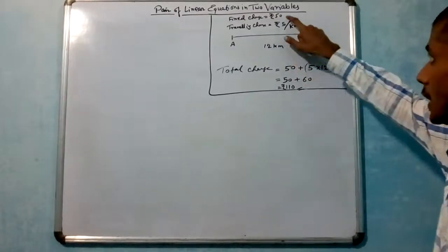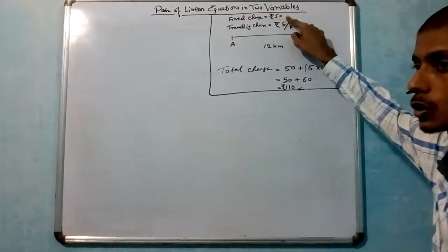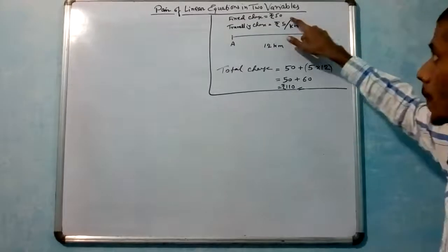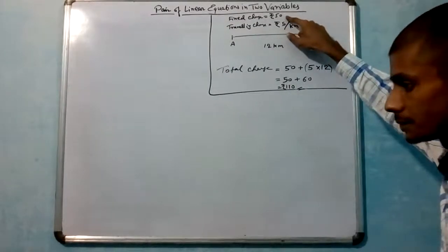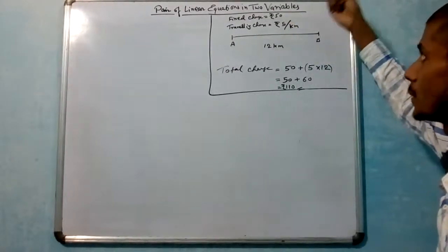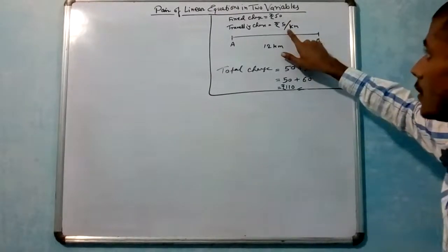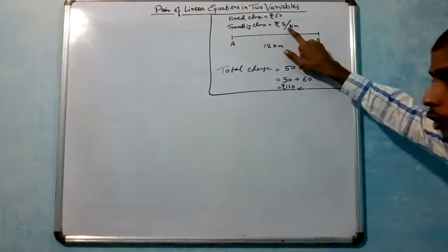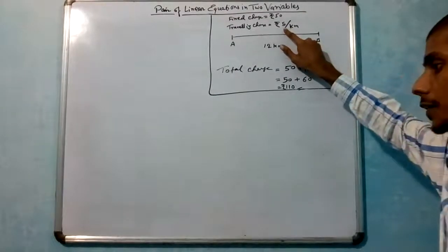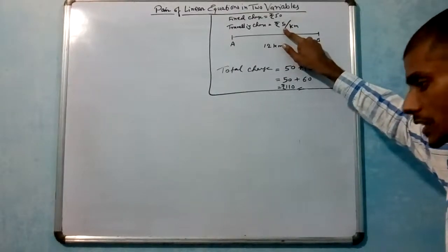So what will we assume? Let the fixed charge be rupees X. We don't know. In this type of question, what will we do? Let the fixed charge be rupees X or Y, anything. Let it be X. Let the fixed charge be rupees X, and the charge per kilometer be rupees Y. Listening?